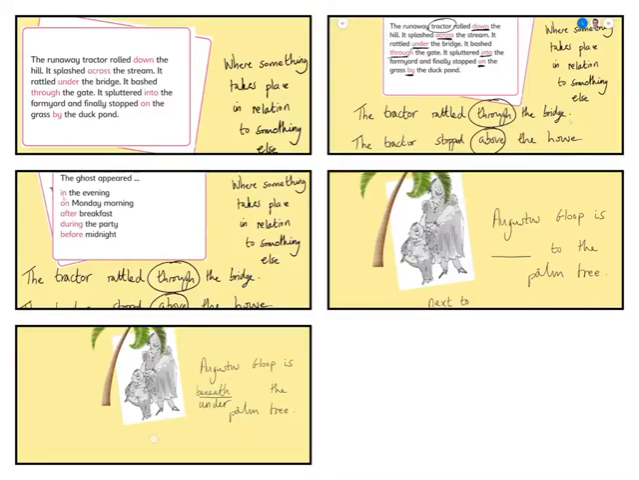You can also have a preposition that tells you when something happens in relation to something else. So here's another example. The ghost appeared in the evening, on Monday morning, after breakfast, during the party, before midnight. These are all when the ghost appeared. These are prepositions for time. Okay, let's play around with these a bit more.